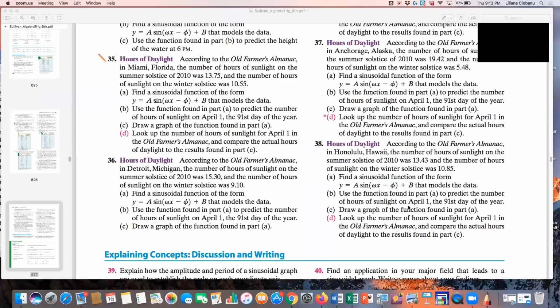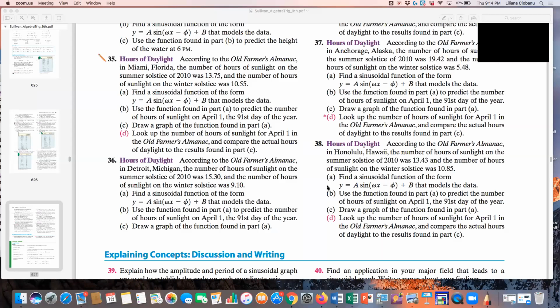We'll continue with our review of graphs of trigonometric functions. And we will start by solving this problem, number 35, from page 594. And after that, we'll do number 13 from page 592. Both of these problems are from the Sullivan textbook.